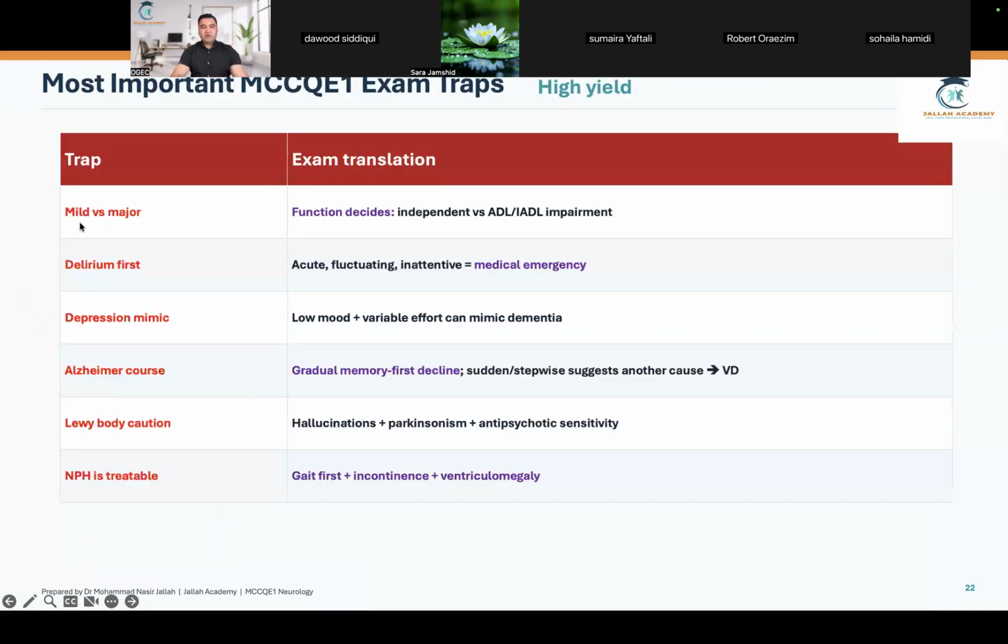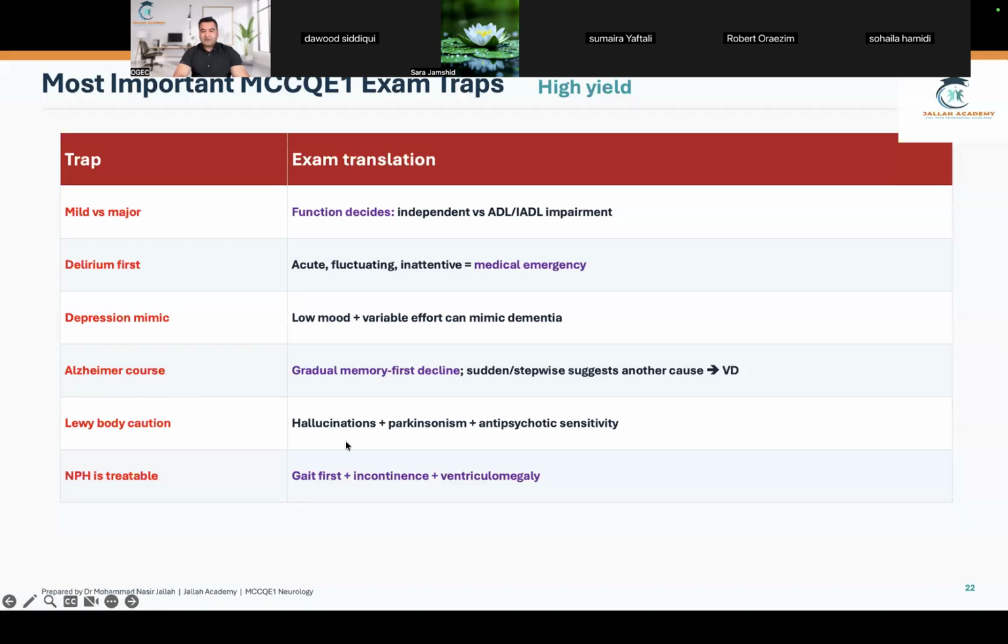Okay, so let's break it down and talk about some exam traps. Mild versus major: function decides, independence versus dependence. Delirium first: acute fluctuating inattention, a medical emergency. Don't worry about anything else, you have to admit the patient right away. Depression mimics low mood, variable effort, and mimics dementia. Alzheimer's is a gradual, memory-first decline. Sudden, stepwise decline suggests another cause, which is called vascular dementia.